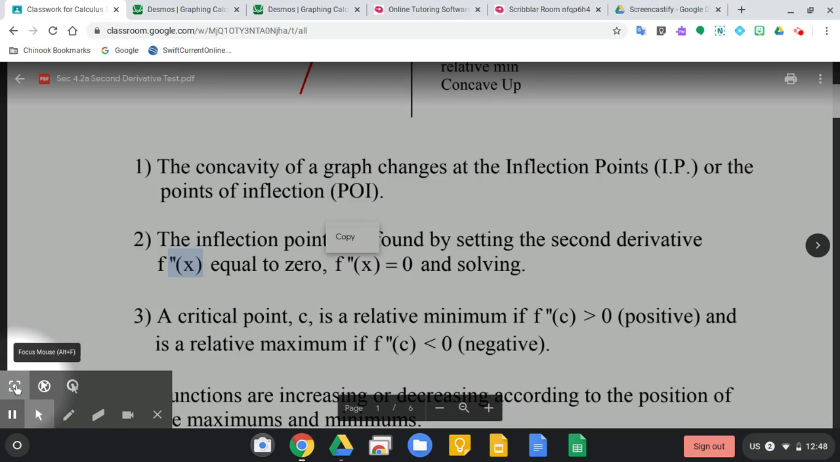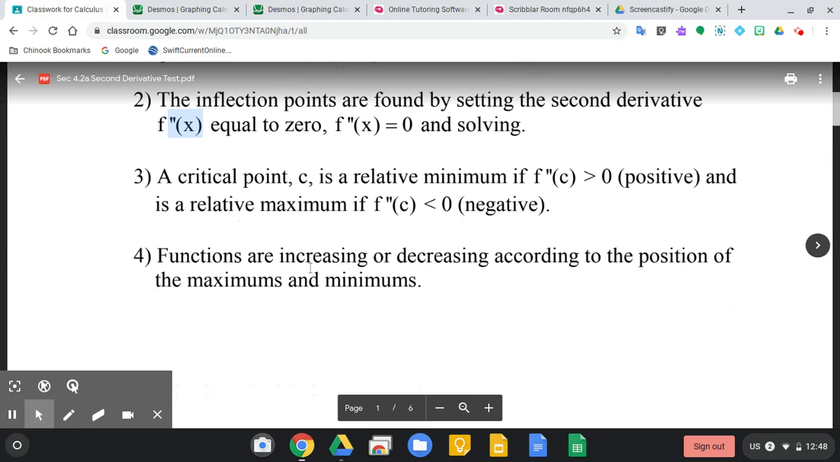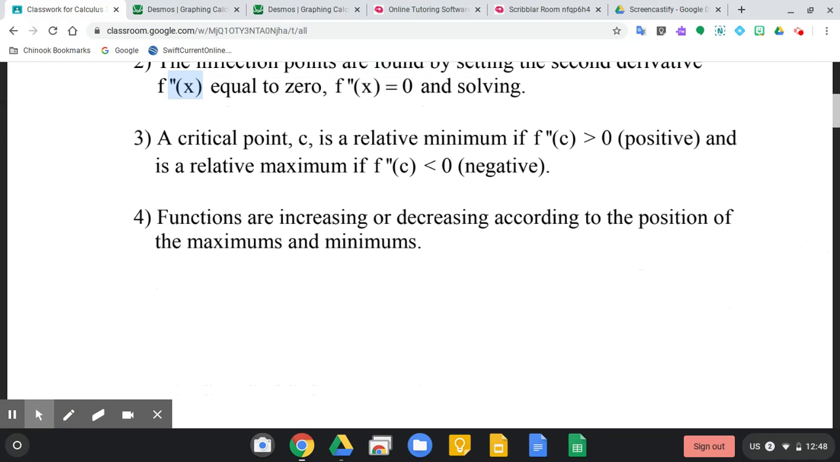And then our fourth statement: functions are increasing or decreasing according to the position of the maximums and minimums. So again, what does that all mean? Well, probably at this point, it doesn't mean a whole lot to you, but after we do a couple of examples, you will see how simple this is to deal with.